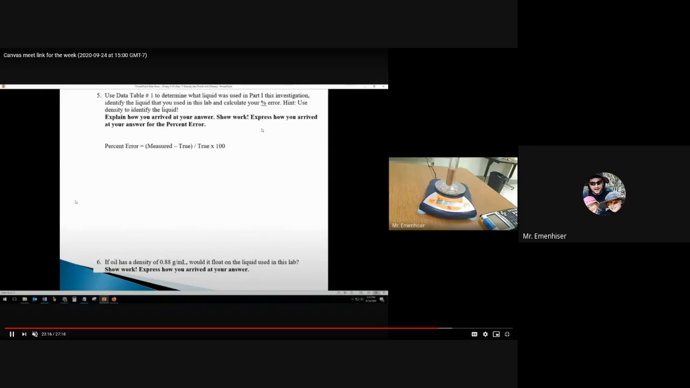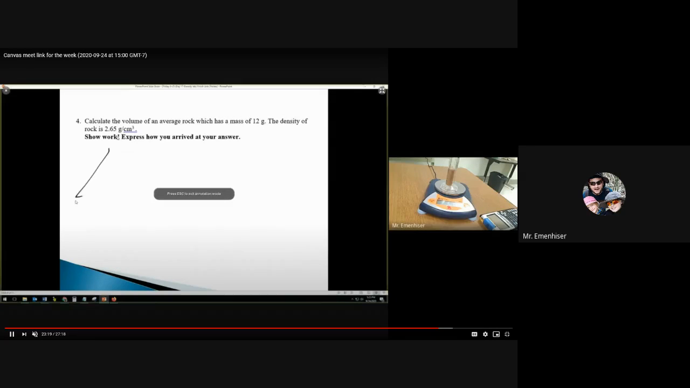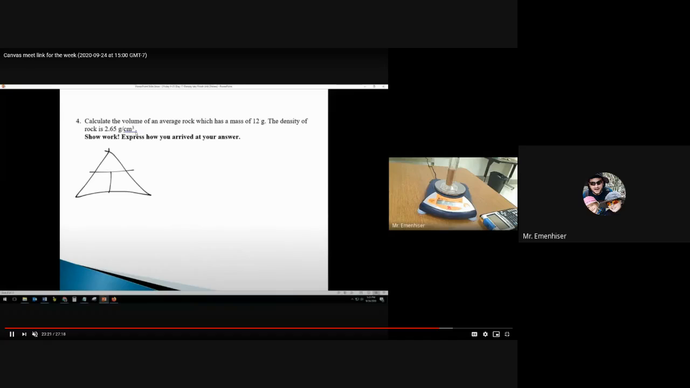All right, number 4, calculate the volume of an average rock which has a mass of 12 grams. The density of rock is 2.65 grams per cubic centimeter. So I'm going to draw my triangle again. I know that density is mass on top divided by volume because we love density. Right? See the M? See the V? All right, and so we're going to solve for volume. So let's cross out volume. Hey, that was good timing. So now we see that volume is equal to mass divided by density.